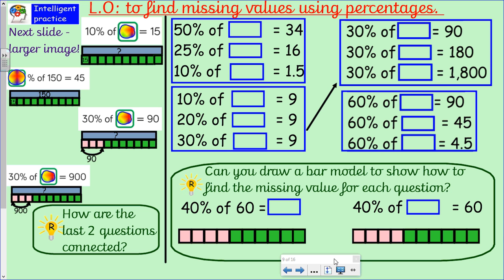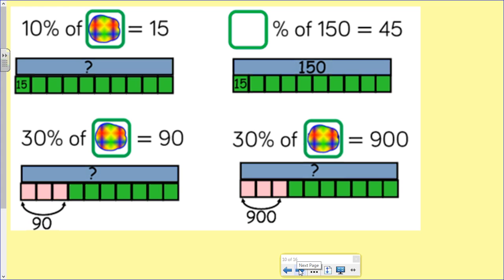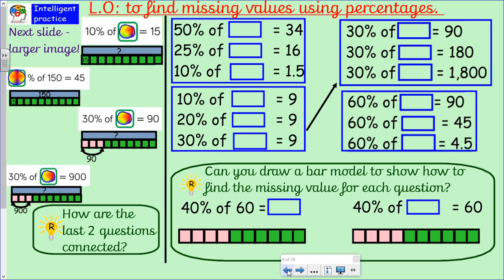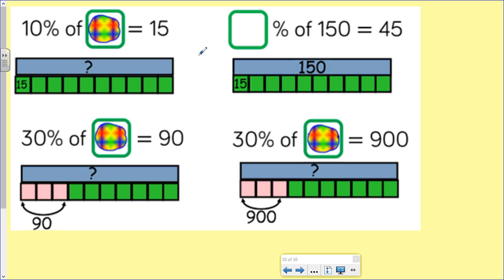So to find missing values using percentages, intelligent practice. Whether you're on a paper pack or on the slides on Purple Mash, for these first 4 questions, if you can't see them clearly, pop onto the next slide, I've made them a bit bigger for you there. I'll use that slide while I explain them. Essentially, for each one, you need to find the missing value, okay?